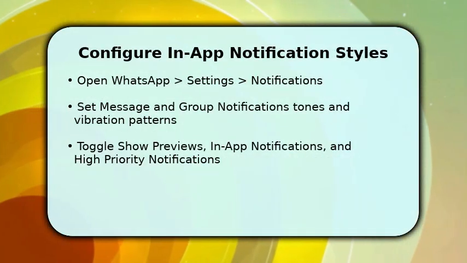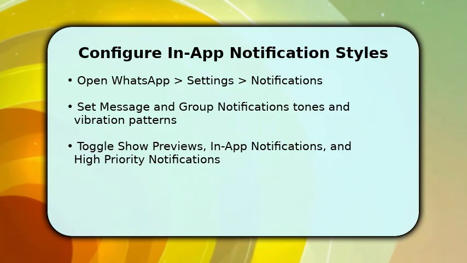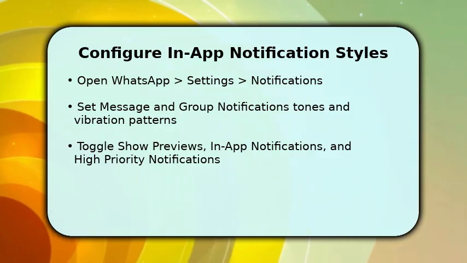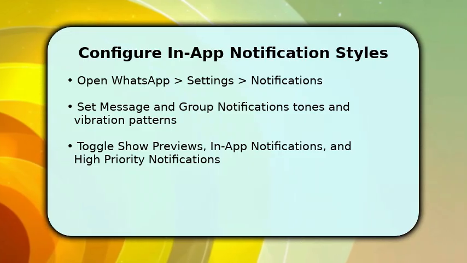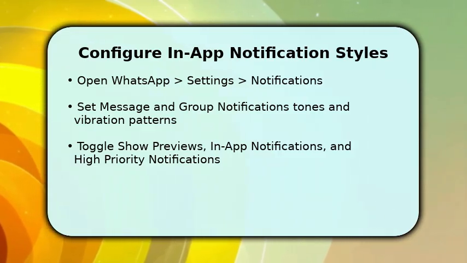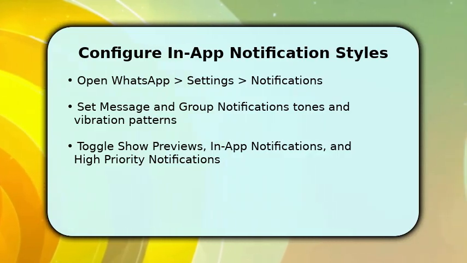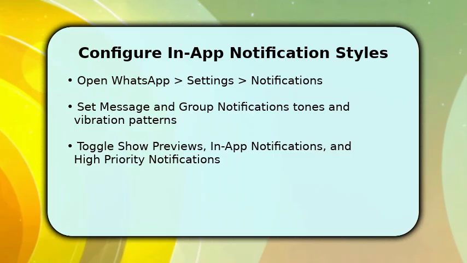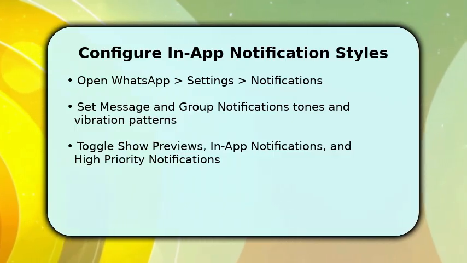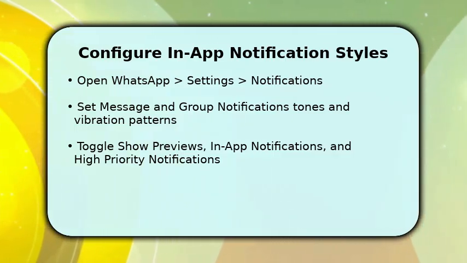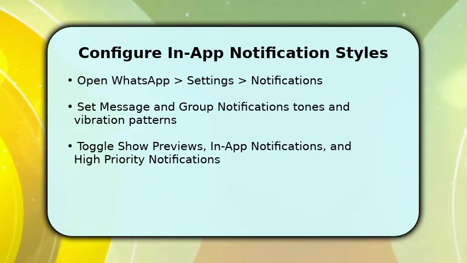Set distinct tones and vibration for messages and groups so you can tell them apart without looking. Toggle Show Previews to control message content on the lock screen. Choose whether to display sender and message. Enable in-app notifications to see banners while using the phone, and turn on high-priority notifications to keep important alerts at the top. Make these choices based on privacy.